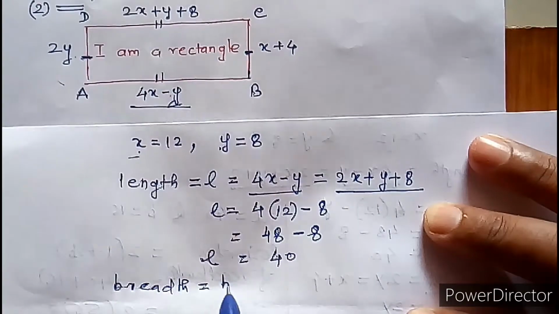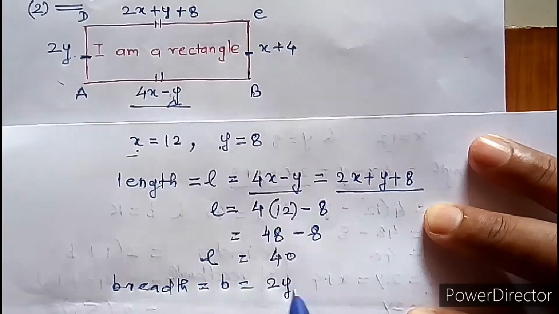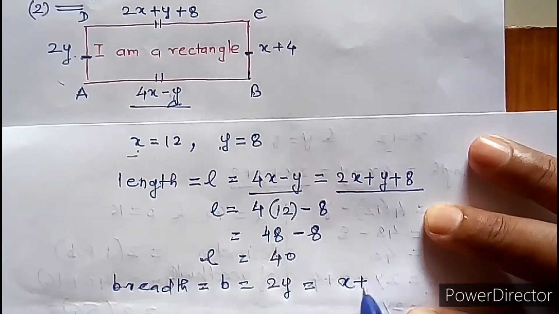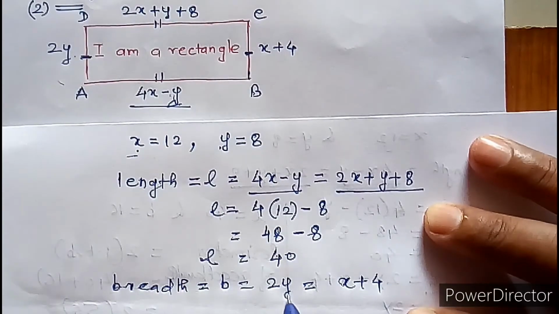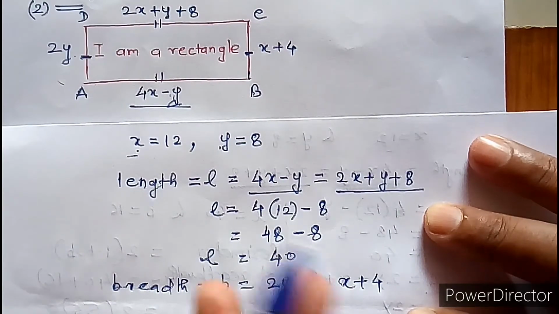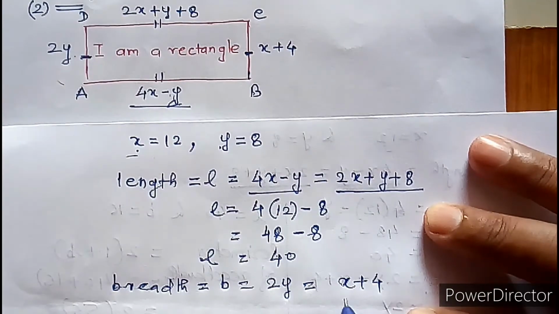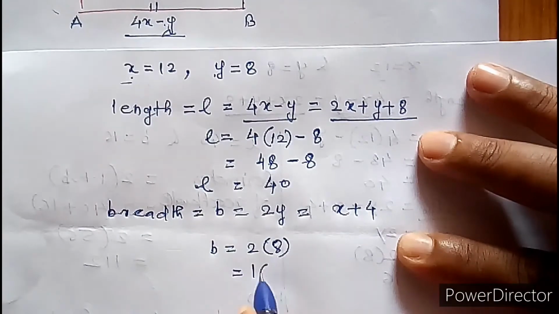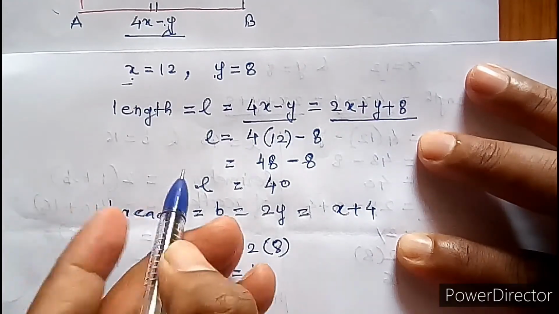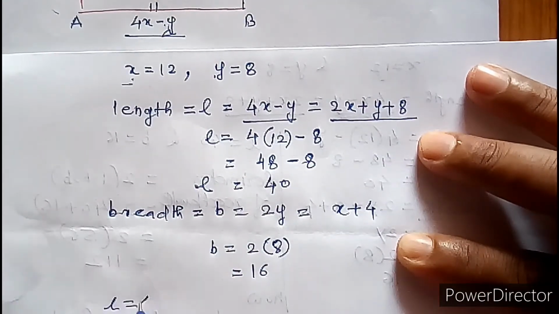Now here breadth, B-R-E-A-D-T-H, breadth equals to B equals to, either it may be 2y or it may be x plus 4. You can find the value of breadth, either you put the value in 2y or you can put the value of x in here and you can find the value. Now breadth B equals to 2 into y, the value of y is 8. Now put 8 here and it will be 2 into 8, it will be 16. We get the values of L and B. Here L equals to 40, that is length, and here B equals to 16.